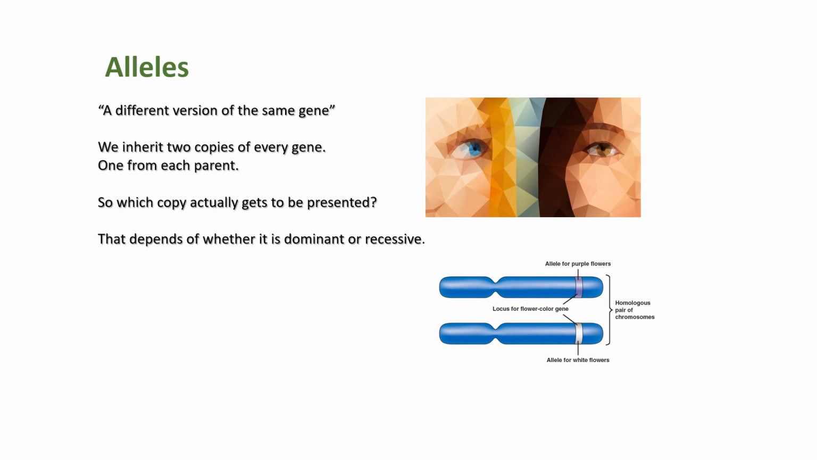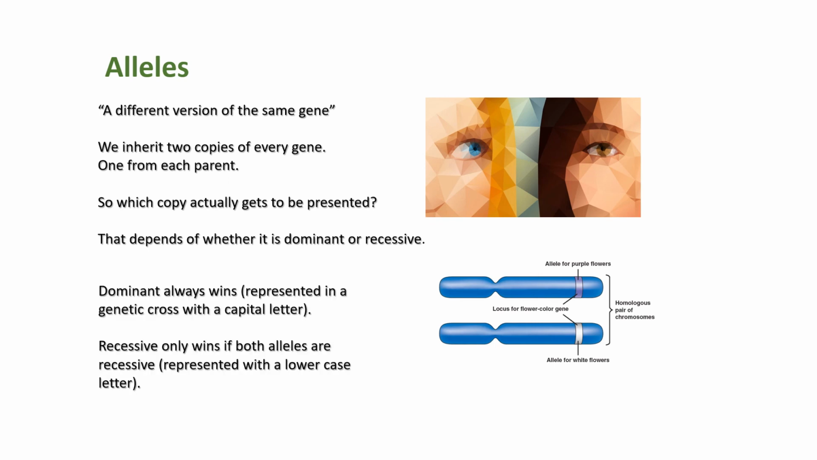A dominant gene is represented in a genetic cross with a capital letter, and it always wins because it is dominant. A recessive gene only wins if both alleles are recessive, and it is represented with a lowercase letter.